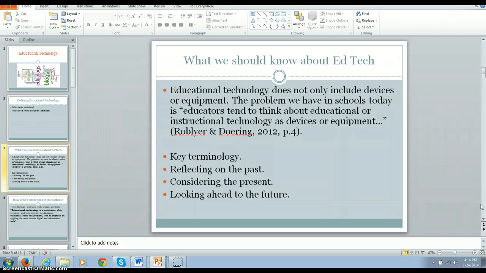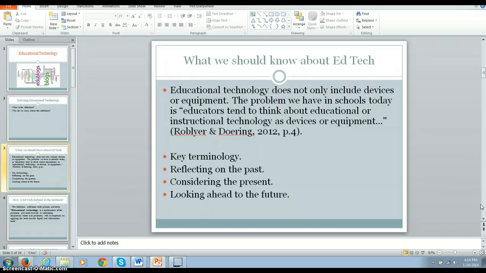In the textbook, if you have noticed, they talked about knowledge of the key terms, reflecting on the past, considering the present, and looking ahead to the future. These should be part of educational technology. If you're going to be a teacher in educational technology, you need to be able to articulate the terminology of people who are in education. And you need to reflect on the past in terms of technology. If it didn't work previously with others, how might it work with me?